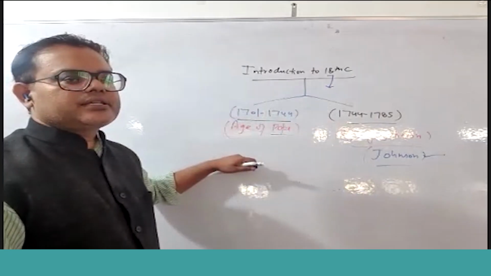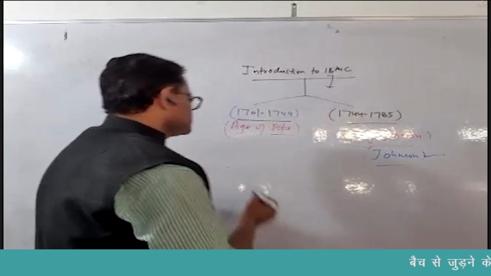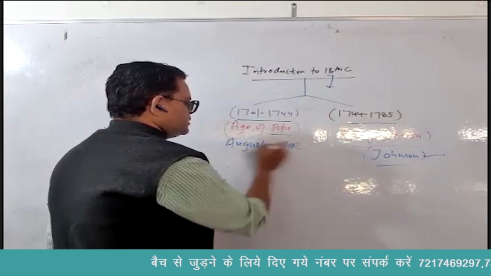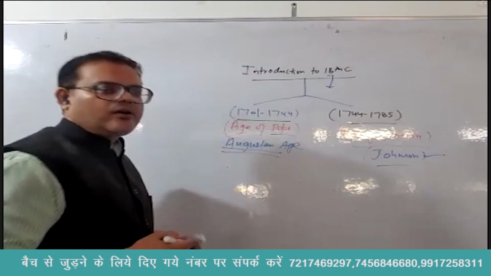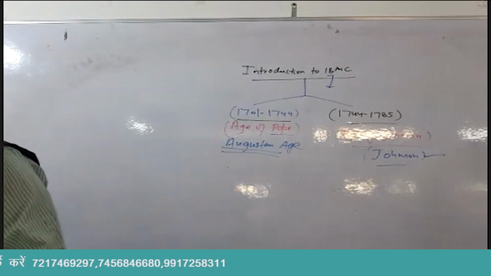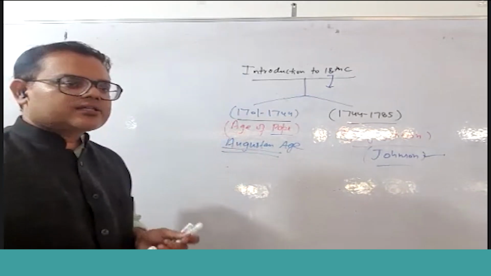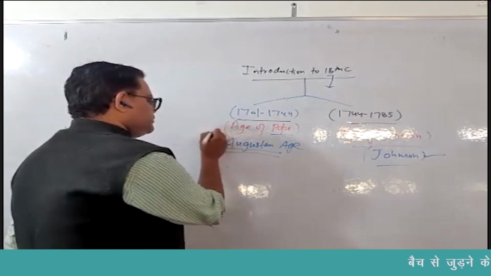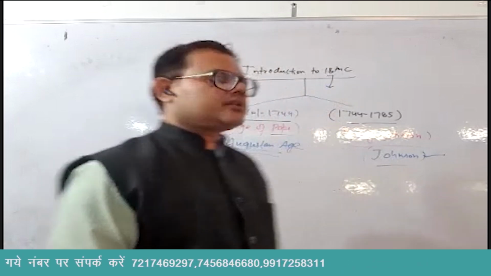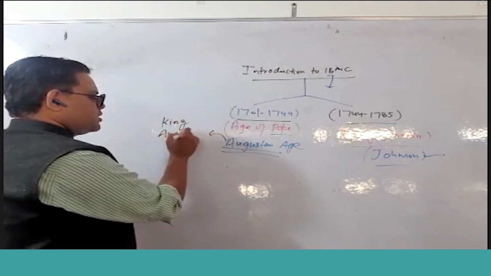The first half of 18th century, dear learners, is known by various other names also. The other name is the Augustan age. Now this nomenclature is very important, Augustan. Why do we call it the Augustan age? This is very important. The name is inspired from a Roman king called King Augustus. He was a Roman king and his name was King Augustus.